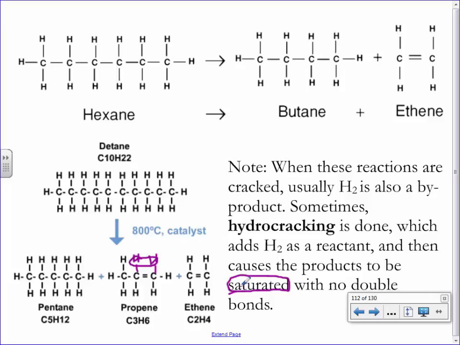Well, this double bond would not be considered saturated because it's very possible to do this instead. Rather than have this double bond right here, this is considered unsaturated. But if I were to bust up the double bond and attach something there instead, now it's saturated. Should I show that one more time?